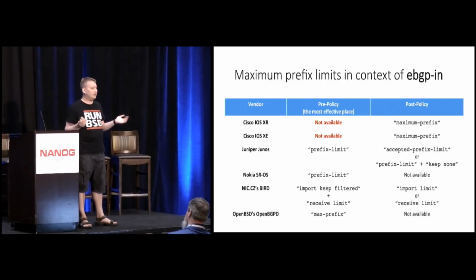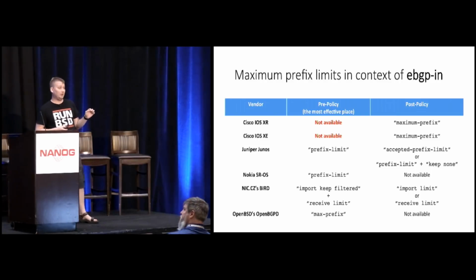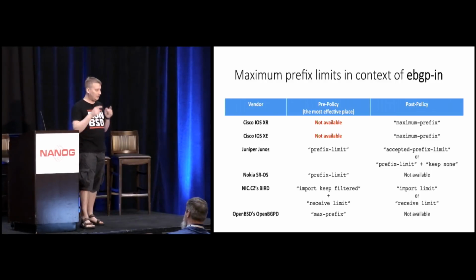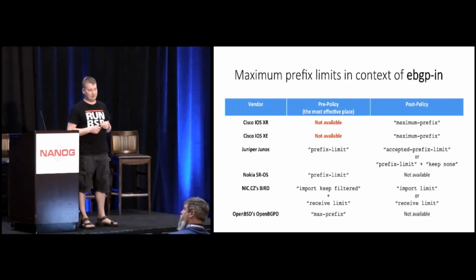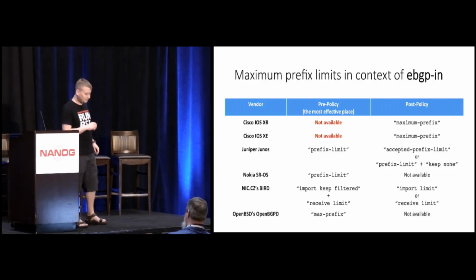I'm not expecting the vendors to improve the syntax or be able to clarify this better. That's why tables like these are handy. What I do hope, though, is that Cisco will consider a pre-policy prefix limit implementation, because this is needed in internet operations. We cannot adequately protect ourselves against leaks without this feature.